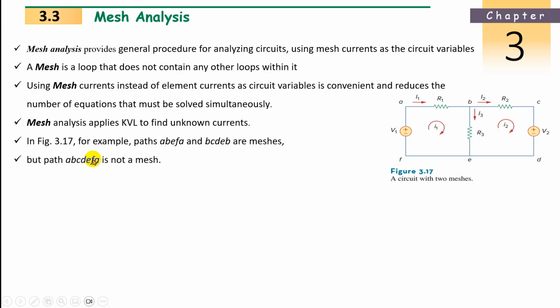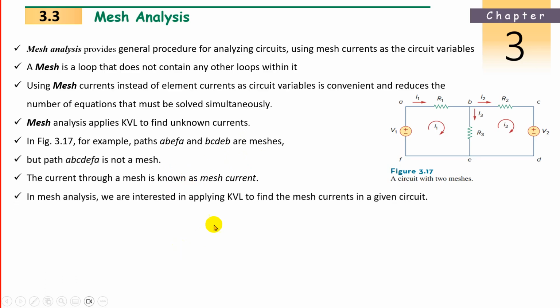But the path A, B, C, D, E, F, A is not a mesh. Mesh means a closed loop. The current through a mesh is known as a mesh current; loop current and mesh current are the same. Okay, mesh current is the new name we will use. In mesh analysis, we are interested in applying Kirchhoff's voltage law. In node analysis, we apply Kirchhoff's current law. But in mesh analysis, we always apply Kirchhoff's voltage law to find the currents in the given circuit.